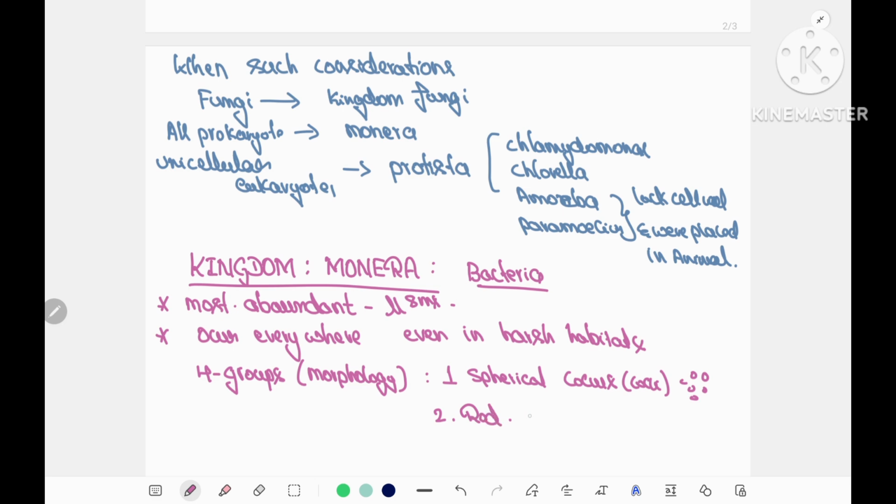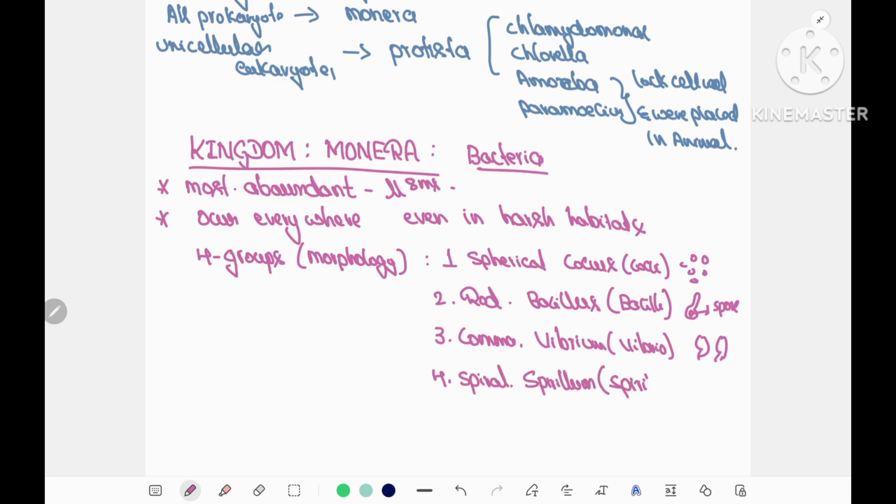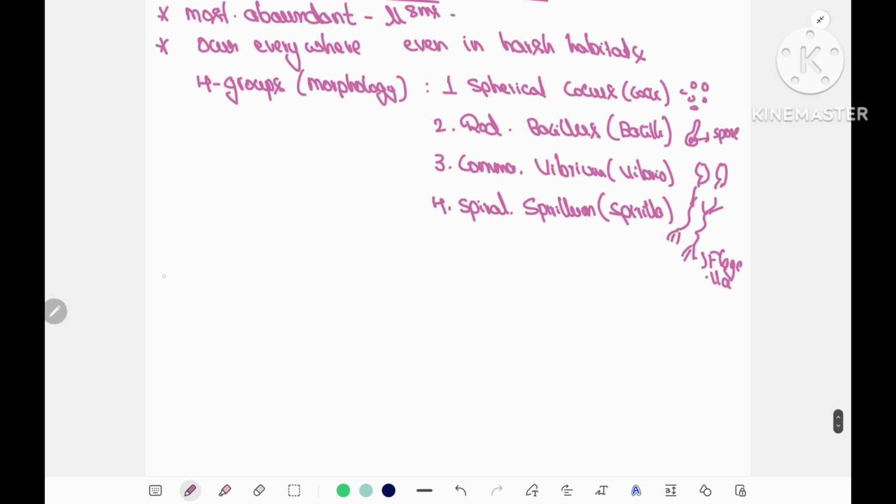I hope all of you are familiar with those four groups, and you have to remember the names with specificity. Spherical bacteria are called coccus or cocci, and rod-shaped bacteria are called bacillus or bacilli. Rod-shaped bacteria usually contain spores within them, which are the resistant structure produced in harsh environmental conditions. Comma-shaped bacteria are called Vibrium or Vibrio. Spiral-shaped bacteria are called Spirilla or Spirillum. Here, Spirillum have flagella, which are the locomotory structures.